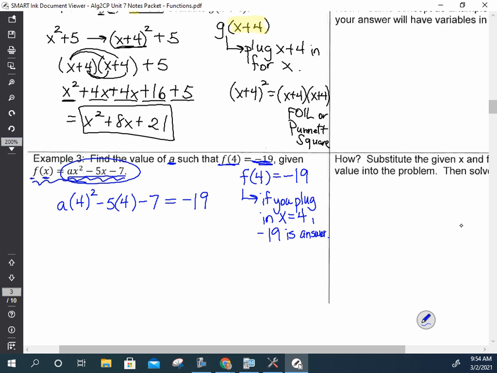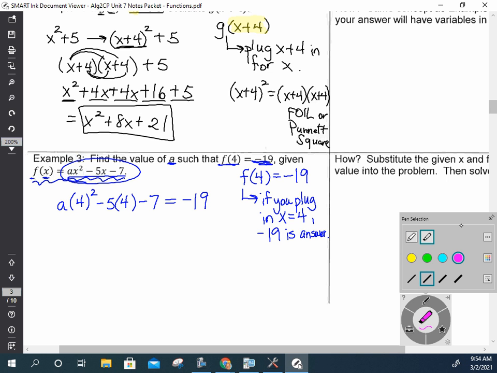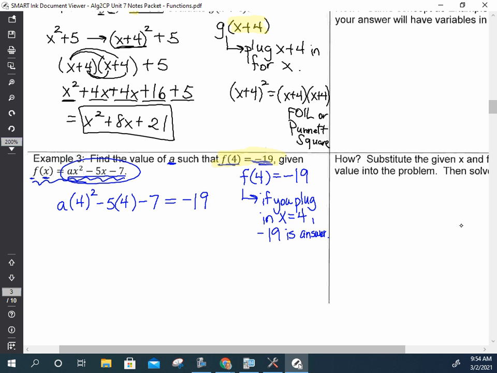That's what this little statement up here is saying. Any questions on how that is supposed to be interpreted? If you interpret that part correctly, you'll be able to solve the rest of the problem. You sure you're good? All right.